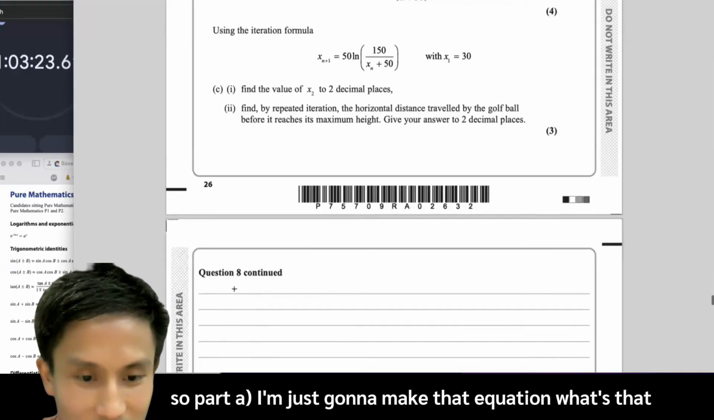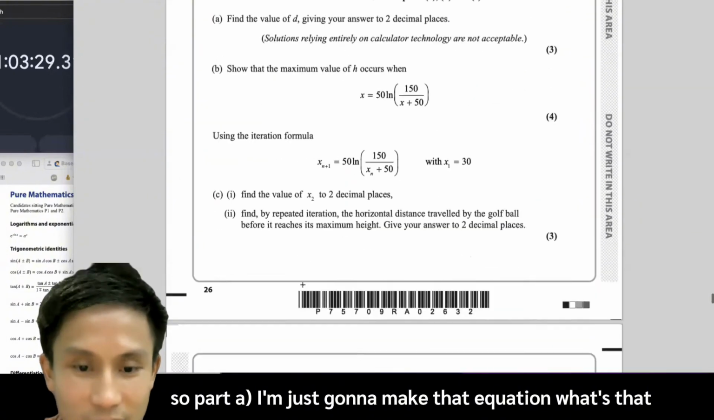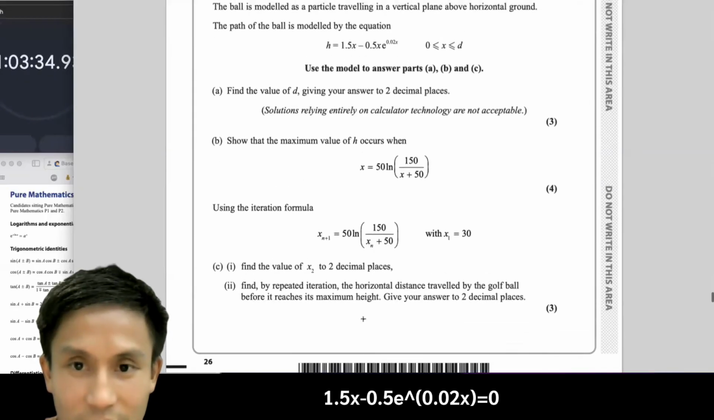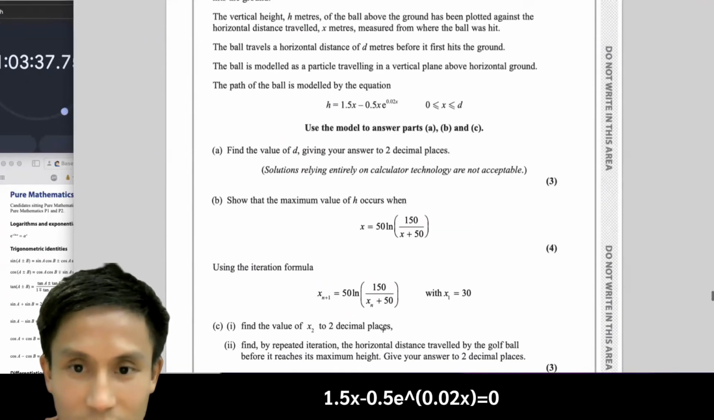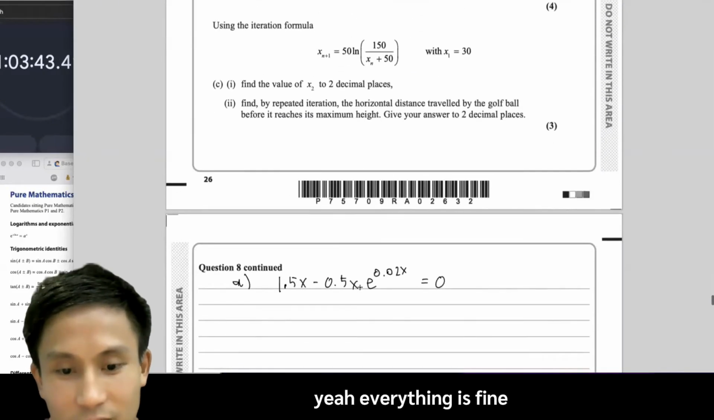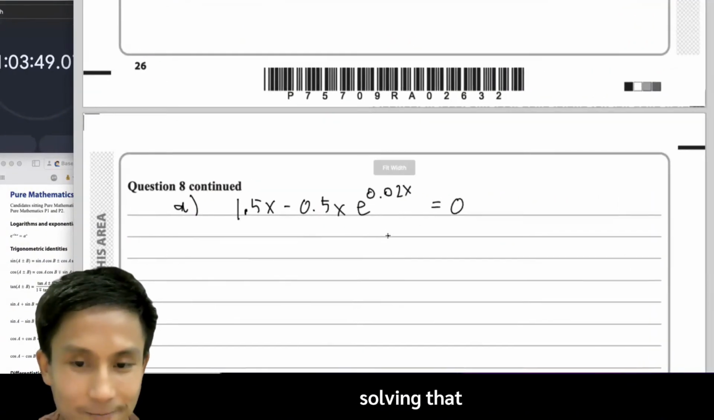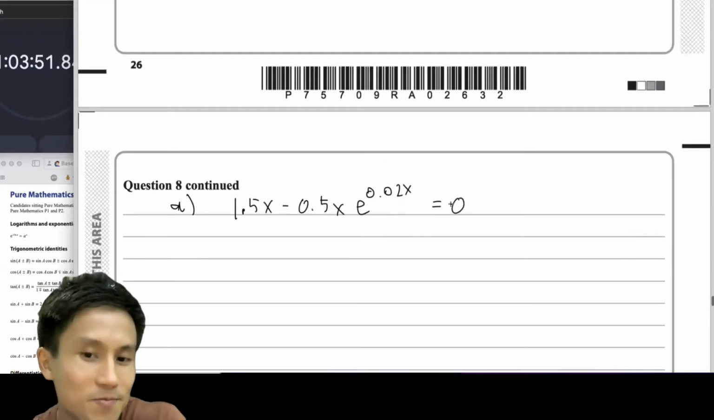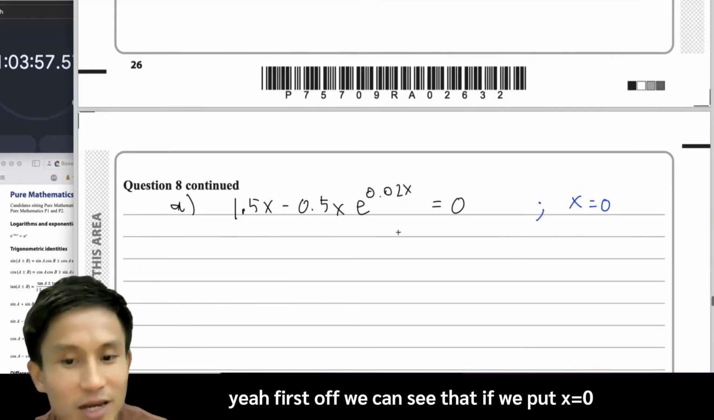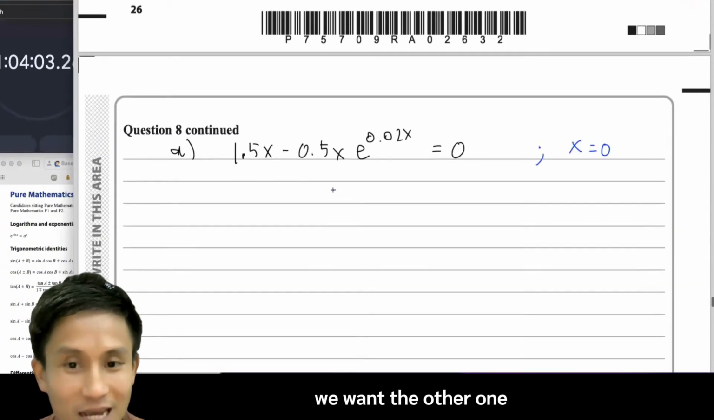Okay, so part A, I'm just going to make that equation: 1.5x minus 0.5x e to the power of 0.02x equals 0. Let's see if I'm copying everything right here. Okay, solving that. First off, we can see that if we put x equals 0, that's one of the answers. But that's trivial because we already know that. That's already in the graph. We want the other one.